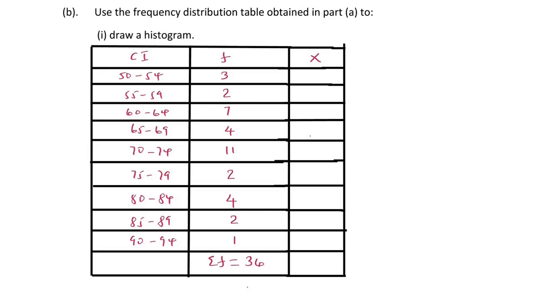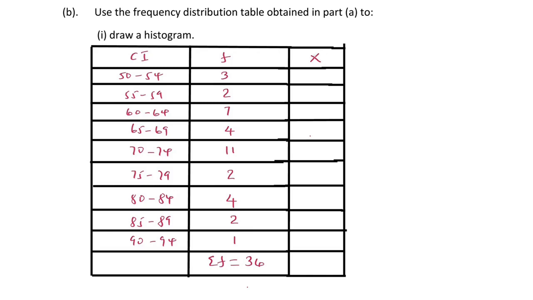Part B, use the frequency distribution table obtained in Part A above, Roman 1, in order to draw a histogram. The histogram is a graph that contains rectangle bars drawn by frequency against their class mark. So let us now modify our table by adding a class mark column.